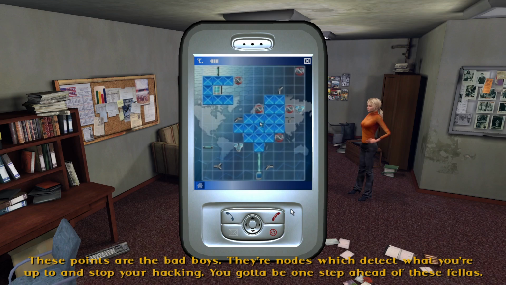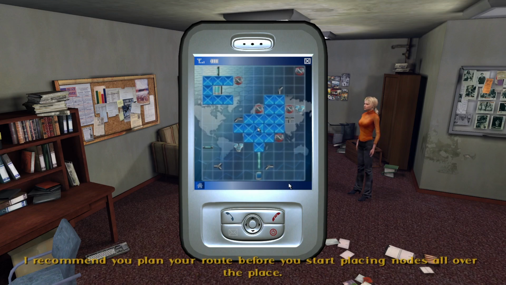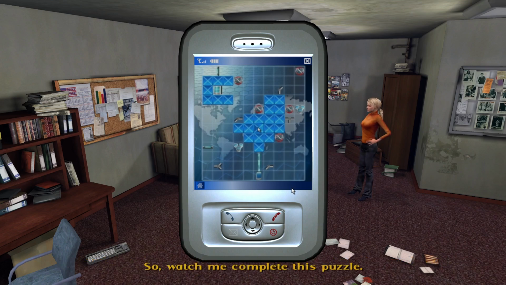These points are the bad boys. They're nodes, which detect what you're up to and stop your hacking. You gotta be one step ahead of these fellas. Accidentally route your data stream into one of these, and your connections bust open. I recommend you plan your route before you start placing nodes all over the place. So, watch me complete this puzzle.